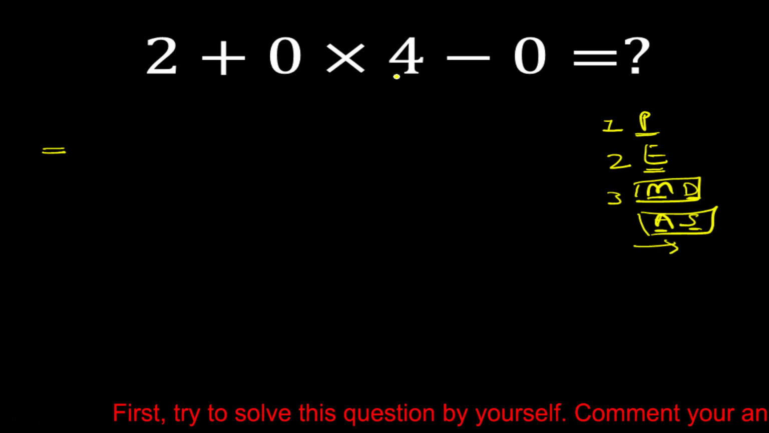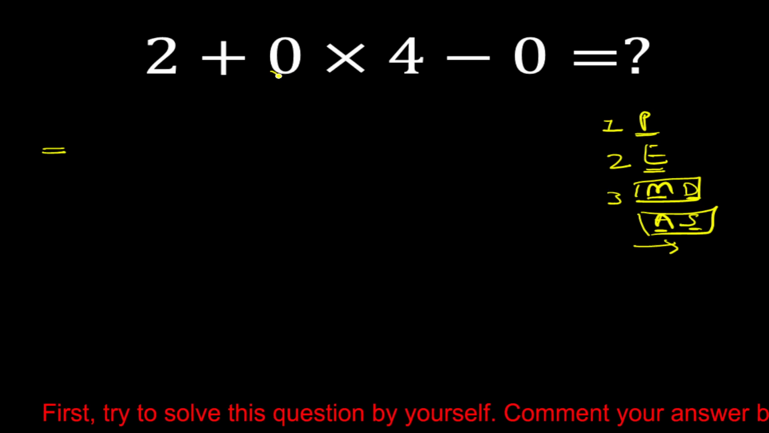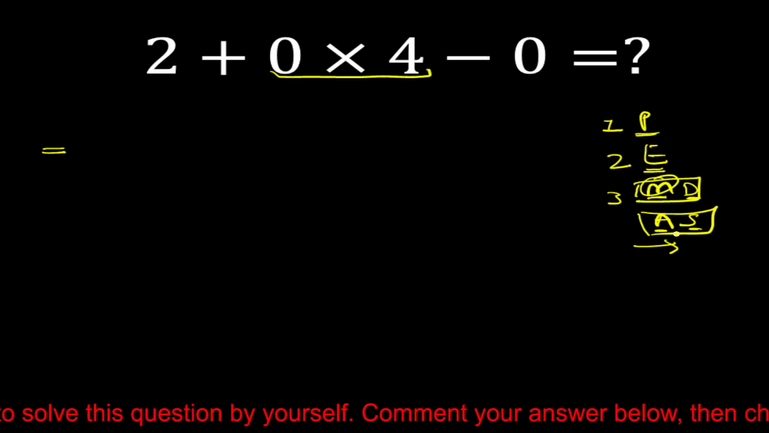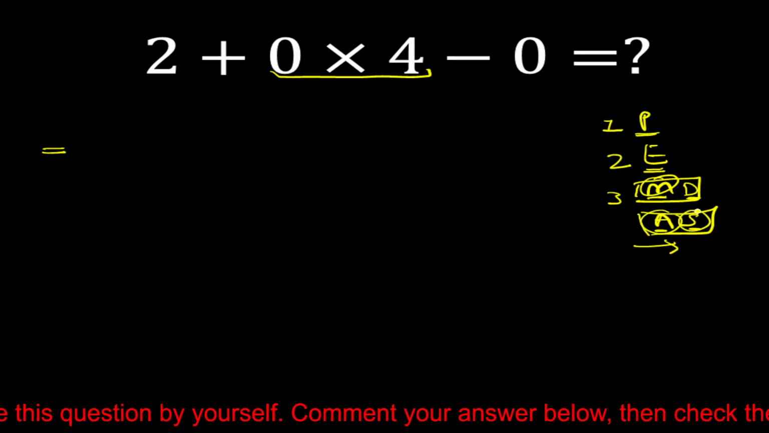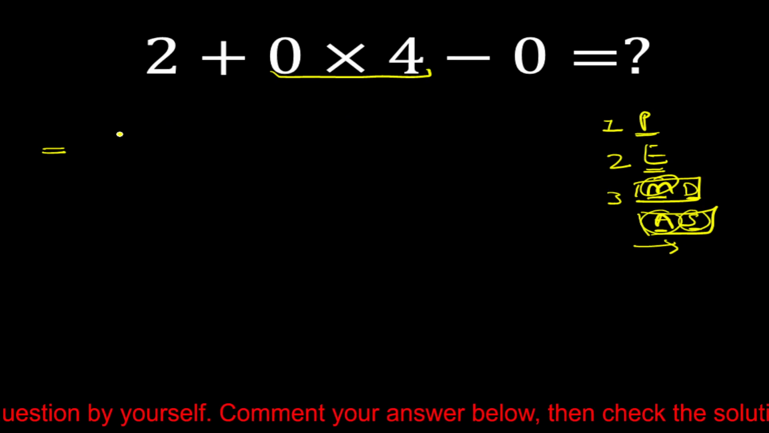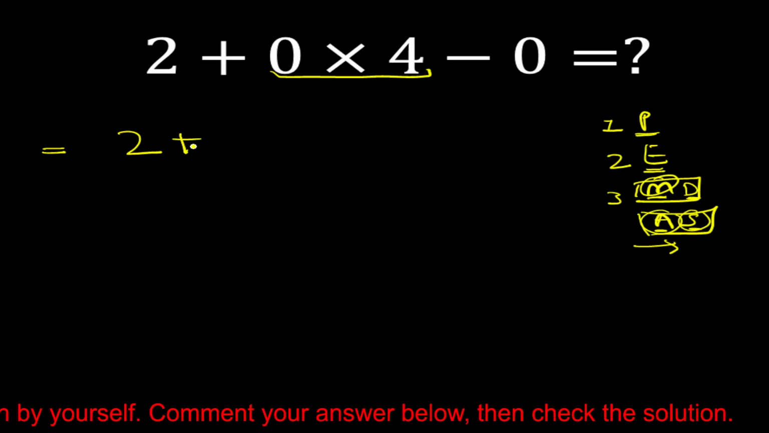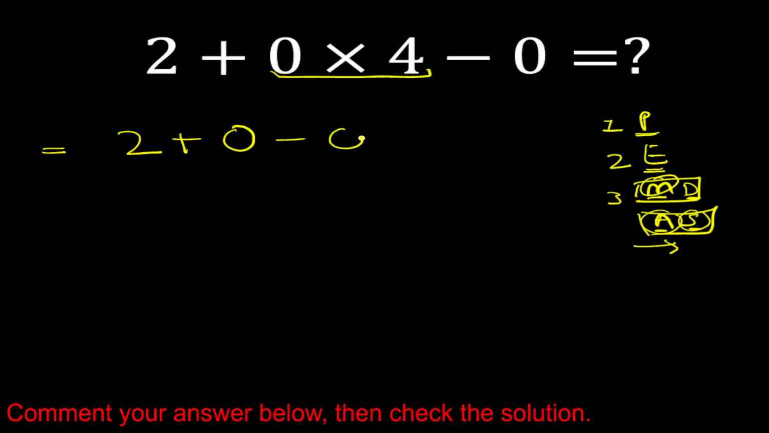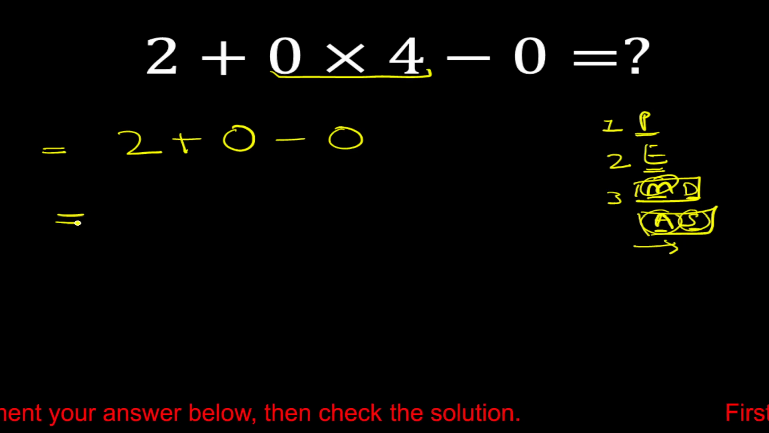So in this question, first priority is this multiplication. According to the rule, then we have to solve addition and subtraction. So 2 plus 0 multiply 4 is equal to 2 plus 0 minus 0.